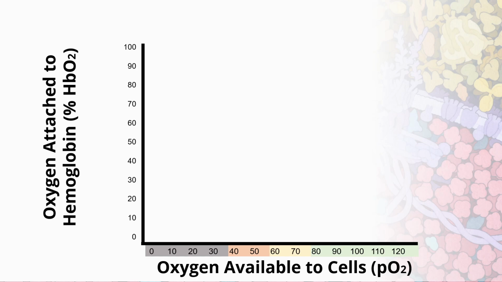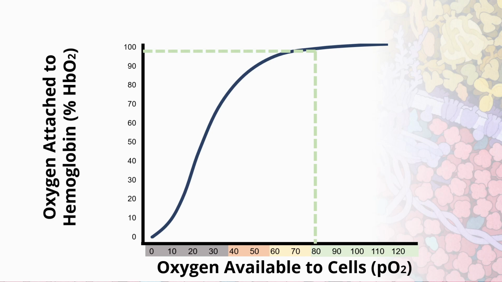So one would think that there's a linear relationship between the percentage of oxygen attached to hemoglobin and the oxygen available to the cells. However, because of the cooperative nature of the quaternary structure of hemoglobin, we actually see an S-shaped logistic curve. Now, if we were to measure up from the 80 PO2 to the curve, we see that we have a nearly perfect percentage of oxygen attached to hemoglobin. This is around 95%. This is considered healthy.